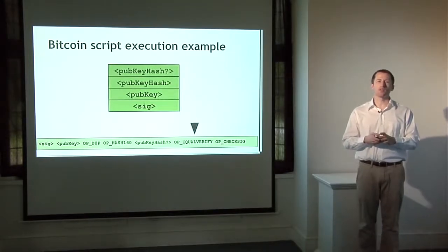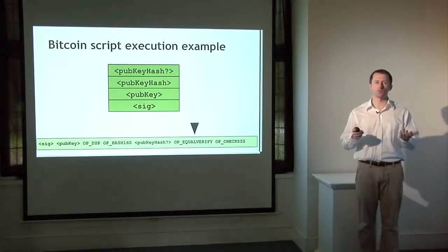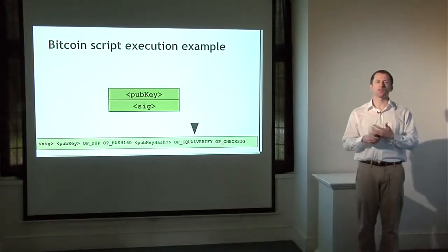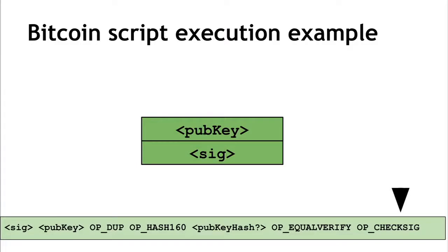And we'll just run this EQUALVERIFY command, which just says, are the 2 values at the top of the stack equal? If they aren't, an error is going to be thrown and the script will stop executing. But we'll assume that they are. We'll assume that the recipient of the coins actually did use the correct public key. That instruction will consume those 2 data items that are at the top of the stack. So now we're left with 2 data items on the stack, a signature and a public key.